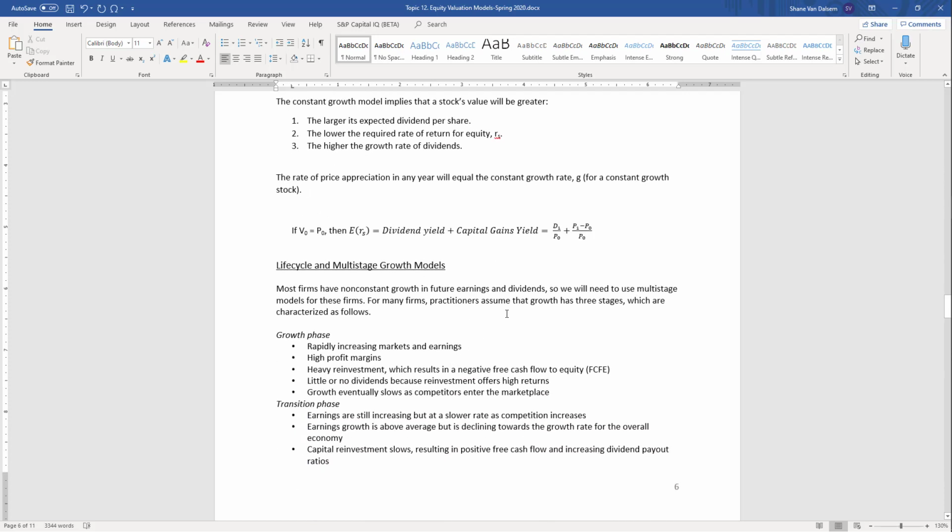So life cycle and multi-stage growth models, we're going to go through a few different dividend discount models that also can be applied to the free cash flow models. The ones we want to use are dependent upon where the company is in its life cycle. And let me give you a small caveat about the application of this to real firms.